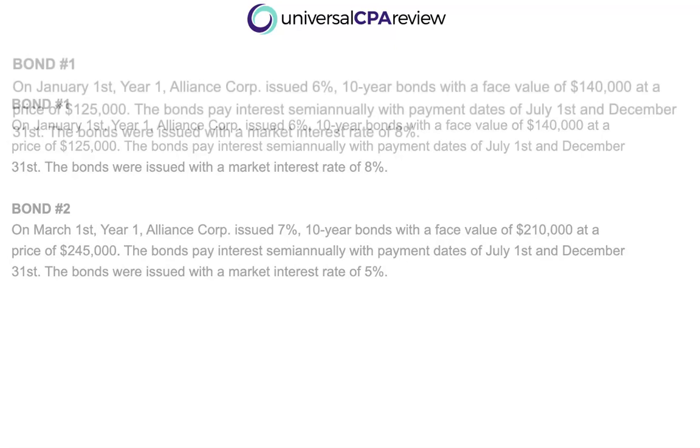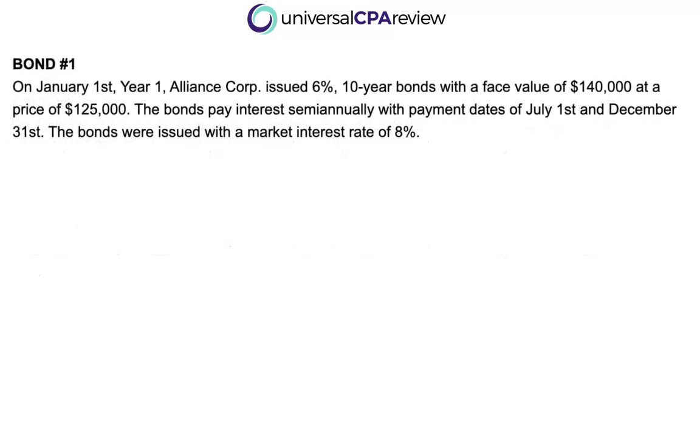Here we go. Bond number 1. This bond was issued on January 1st, year 1. It was issued at 6%. It's a 10-year bond and has a face value of $140,000. It was issued at a price of $125,000. Okay, so we know that the bond is paid semi-annually. The payment dates are July 1st and December 31st. The market rate of the bond was 8%.